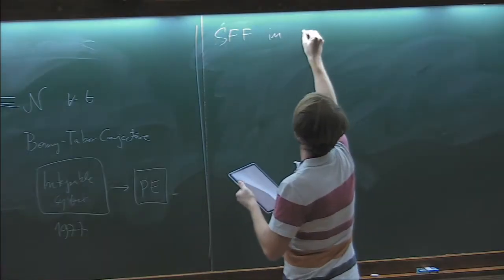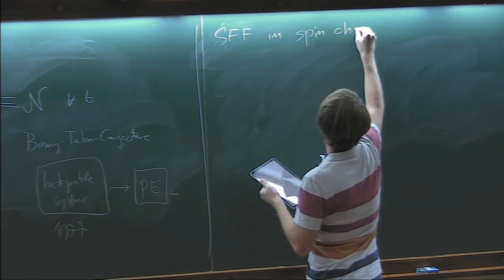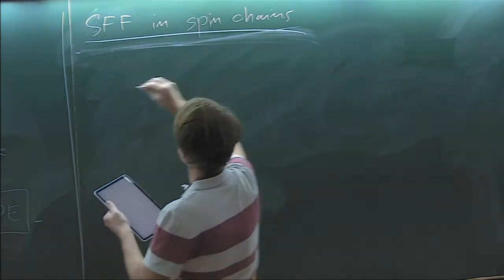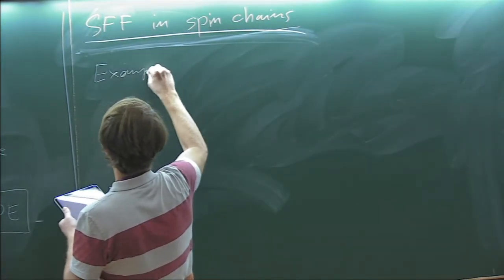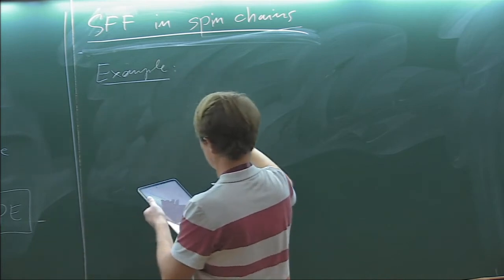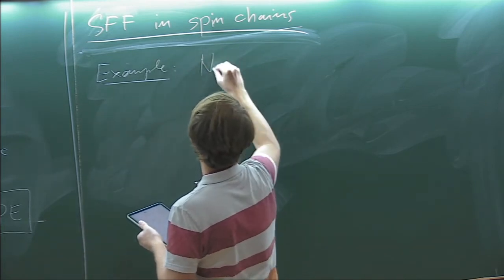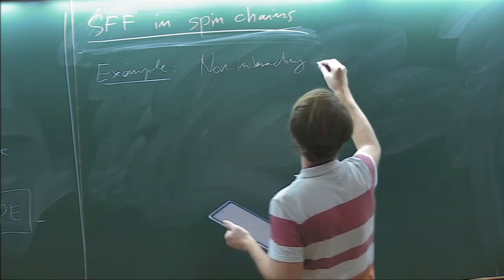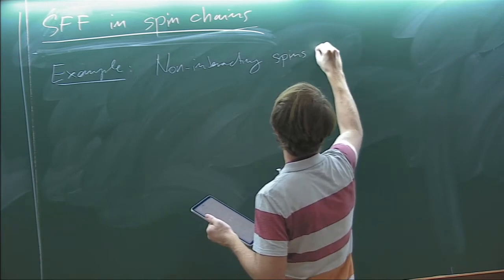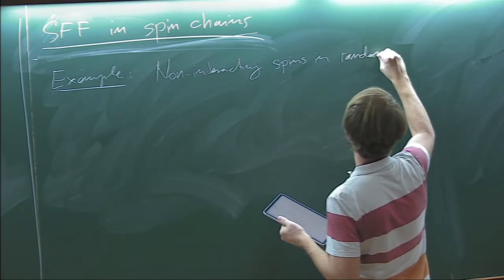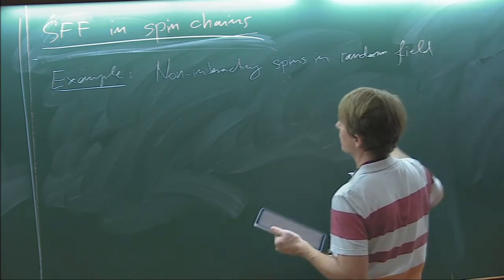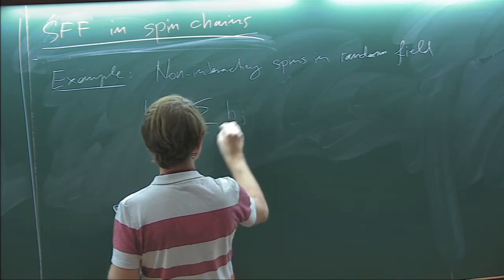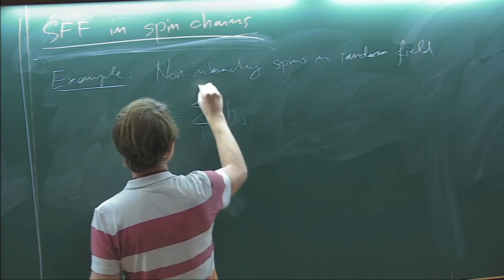Let's discuss the spectral form factor in spin chains in general. First, let's make an example: non-interacting spins in a random field. So let's say we take a Hamiltonian, which is just a sum of H_j sigma z_j, with j from 1 to L.